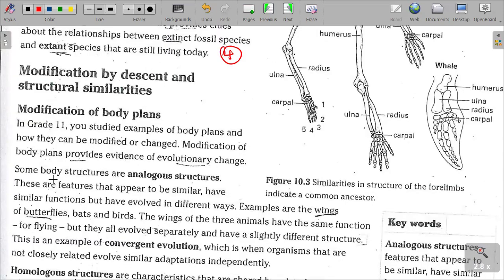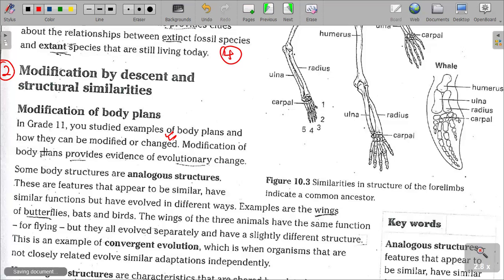We have modification by descent and structural similarities as number two of the sources of evidence of evolution, after fossils. In grade 11 you studied examples of body plans and how they can be modified or changed. Therefore, modification of body plans provides us with evidence of evolutionary changes.